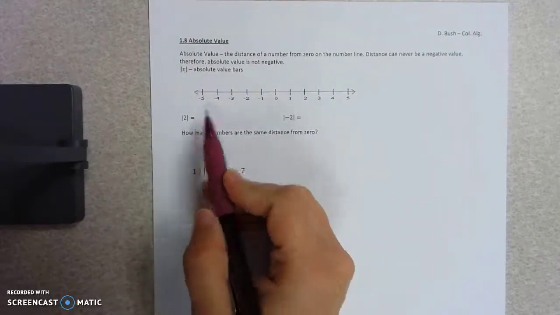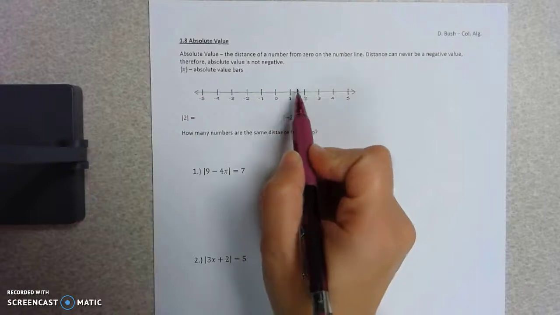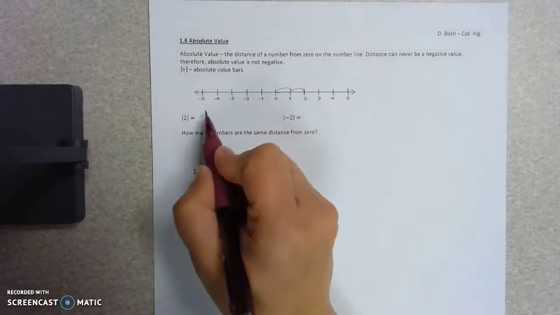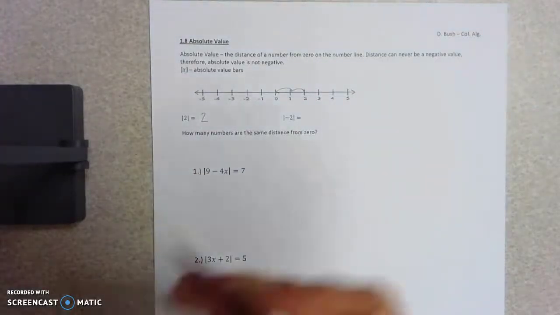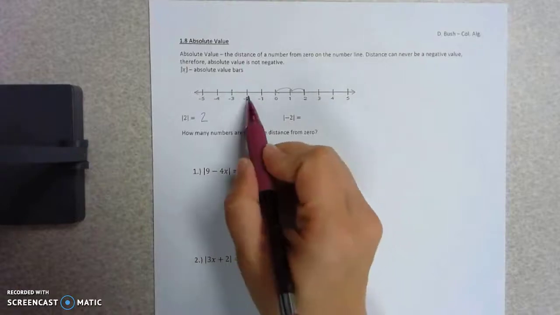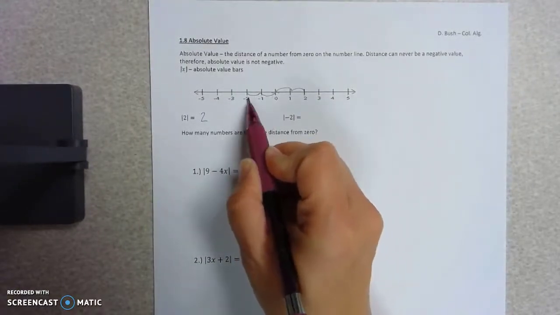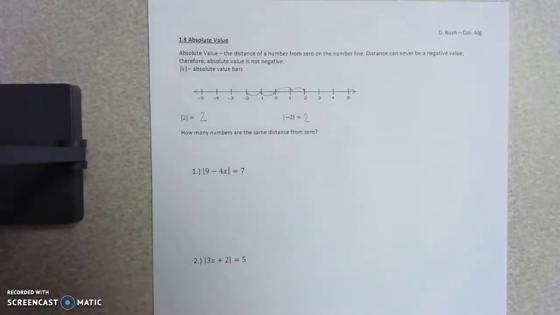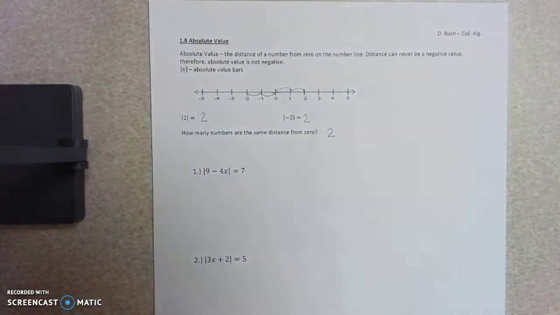What we want to find is how far what's inside those bars is from 0. If I'm looking for the absolute value of 2, I'm going to go to 2 and count back to 0. That'll be 1, 2. So 2 is a distance of 2 from 0. Now if I go to negative 2 on the number line and count back to 0, I've gone 1, 2. Also a distance of 2 from 0. So there are always two numbers that have the same distance from 0.